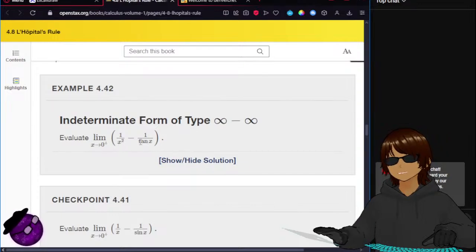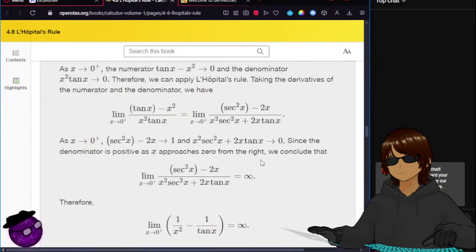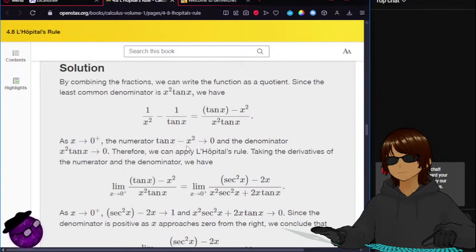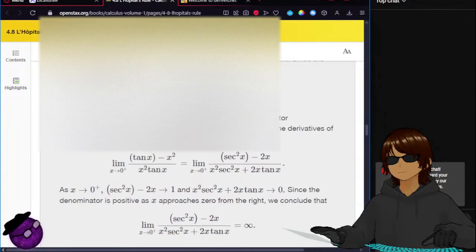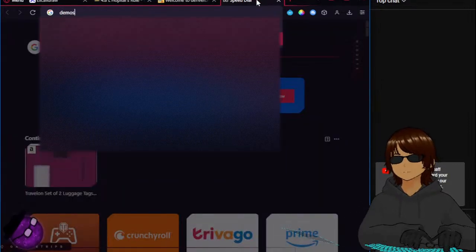Which one grows faster here? Is it 1 over tan x? I think it's this one. So it would be negative infinity, right? Wait, this must.